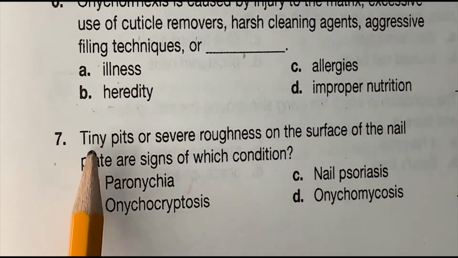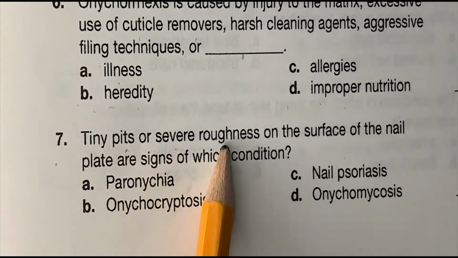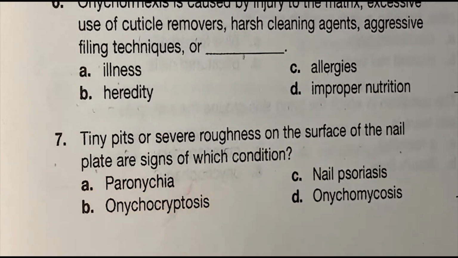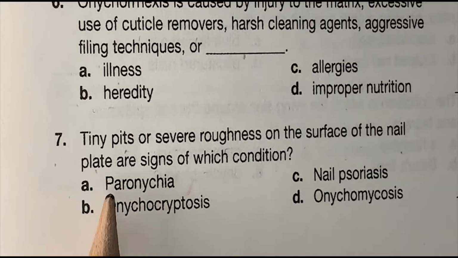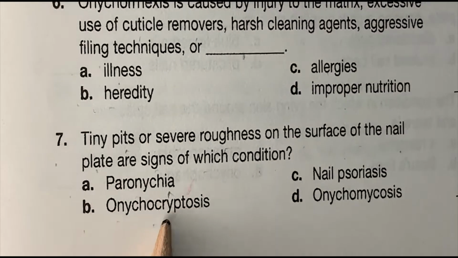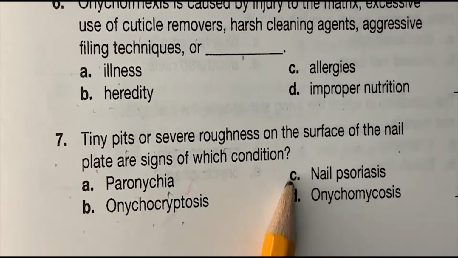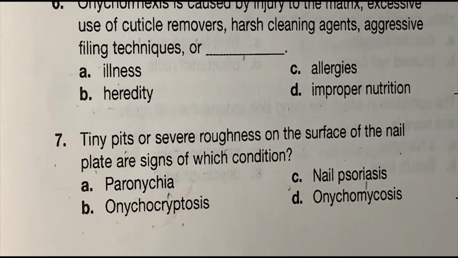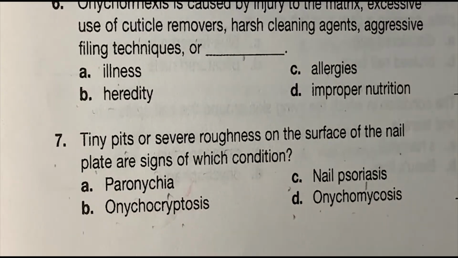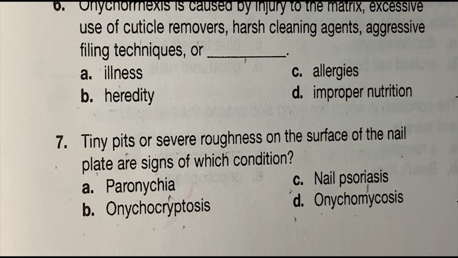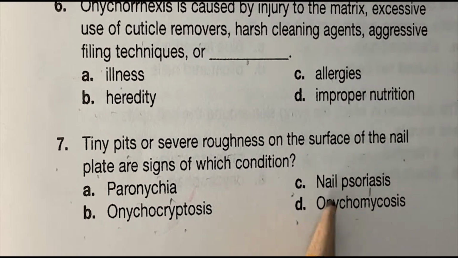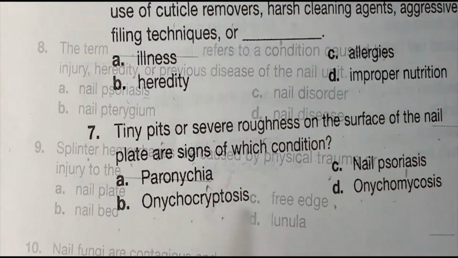Number 7, tiny pits or severe roughness on the surface of the nail plate are signs of which condition? A, paracyclia. B, anachromatosis. C, nail psoriasis. Or D, anachromatosis. And your correct answer is C, nail psoriasis.